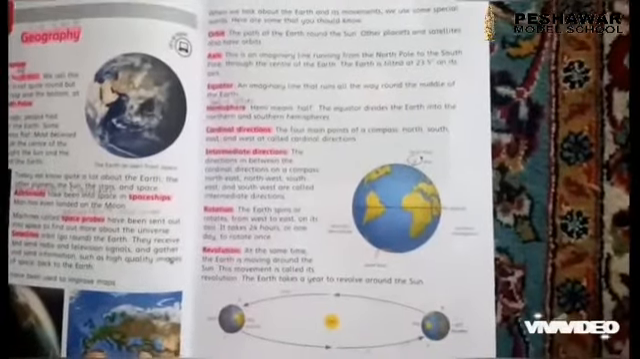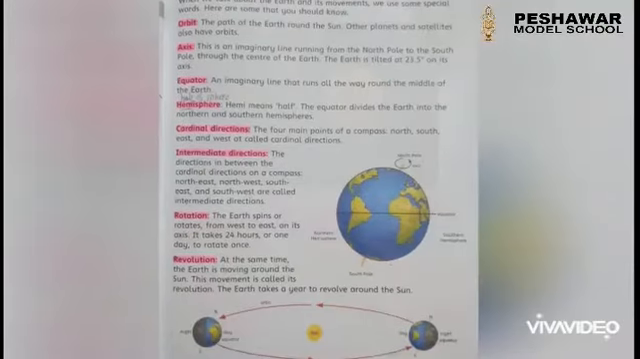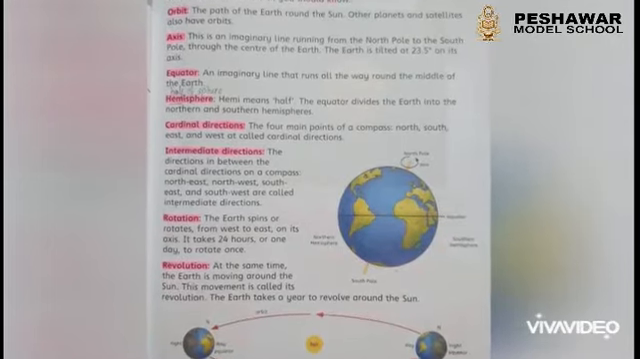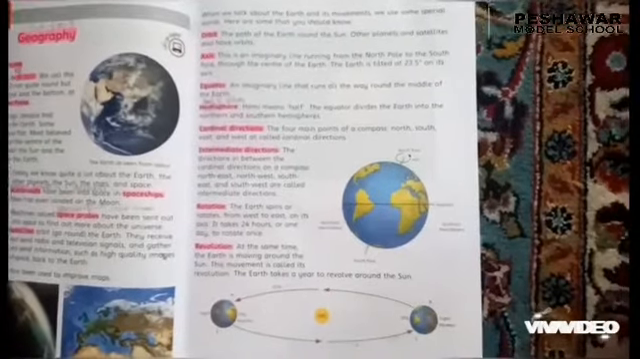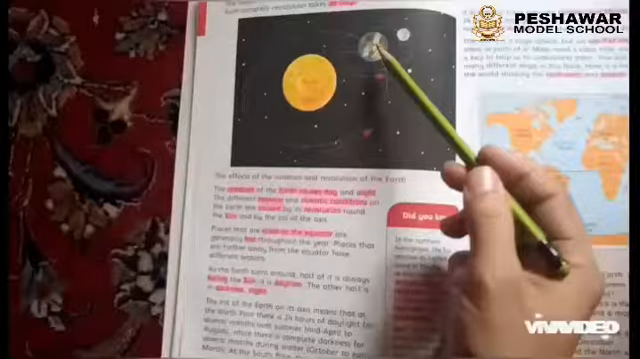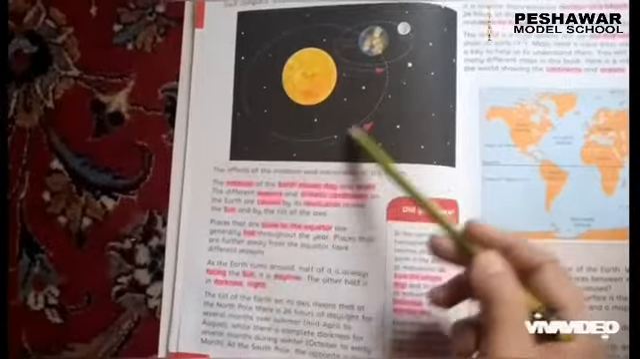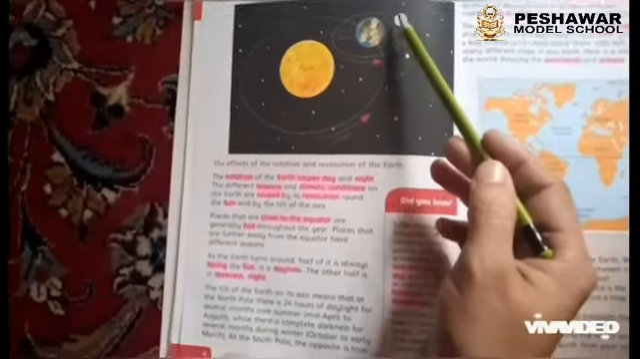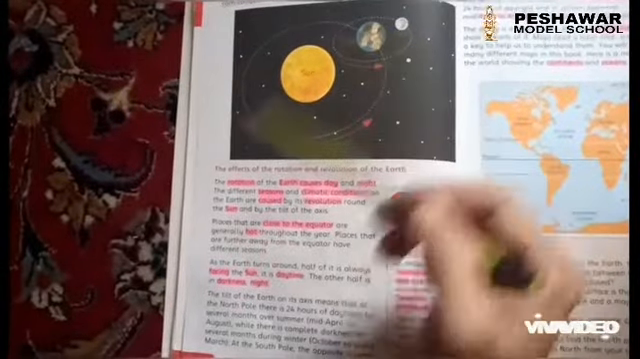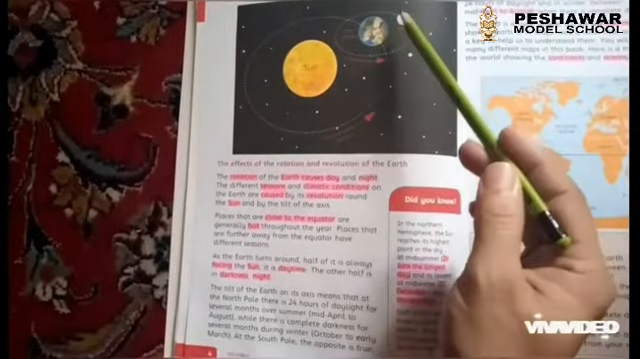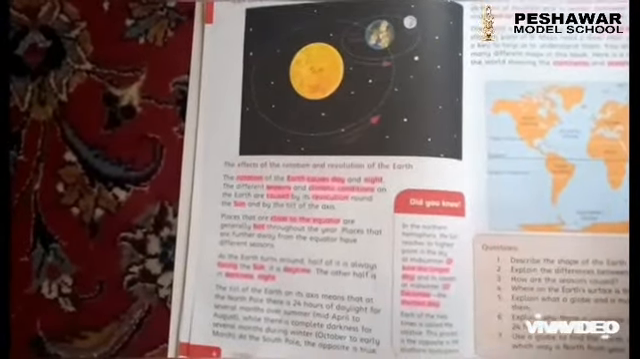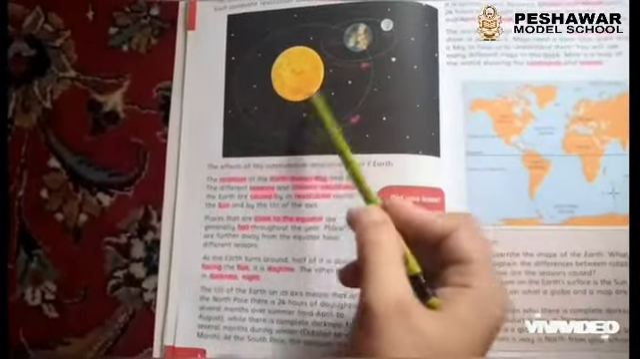Now, page number 3. When we talk about Earth and its movement, we use some special words. The first is orbit. Orbit means the path of the Earth round the Sun. Dear students, Earth has its orbit round the Sun and the Moon also has its orbit round the Earth. Remember, the Moon is the natural satellite of Earth. Other planets also have their orbits round the Sun.